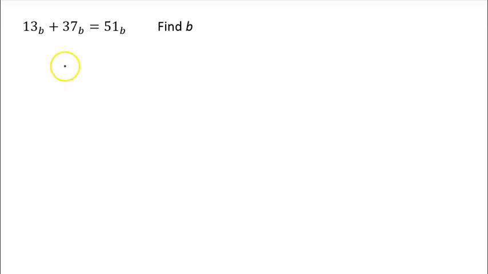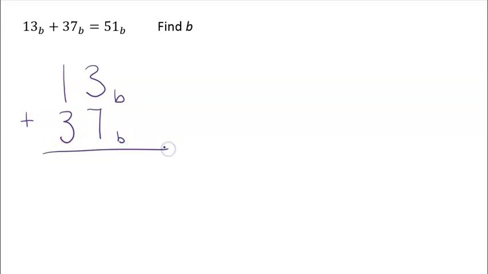So 13 base B. And we're going to try to add these vertically. I think it'll help a lot. So we're going to add that to 37 base B. Now we can only add numbers that have the same base. Now what do we know? We know that that adds to 51 base B. Now again, avoid saying 51 because 51 is a number in the base 10 system. This is like a 51 base B, and that helps you think about what's going on.